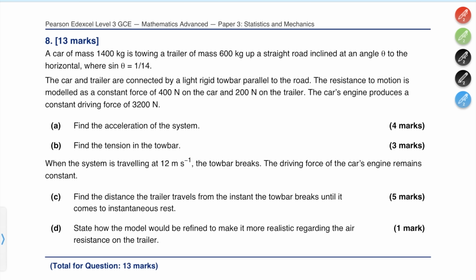So for question 8, we have a car of mass 1,400 kilograms towing a trailer of mass 600 kilograms up a straight road inclined to an angle theta, and sine theta is 1/14. So the car and trailer are connected by a light rigid tow bar, and it's parallel to the road. And we've got a constant resistance. So the car has 400 newtons resistance and 200 newtons resistance on the trailer. And we've got a constant driving force of 3,200 newtons.